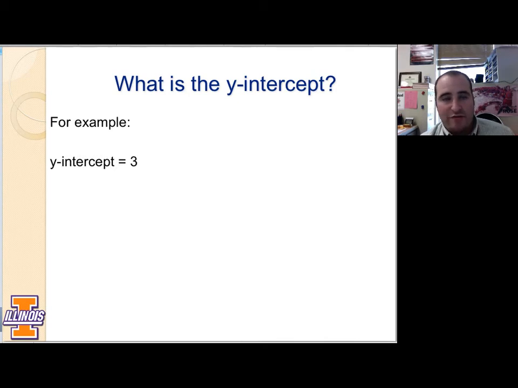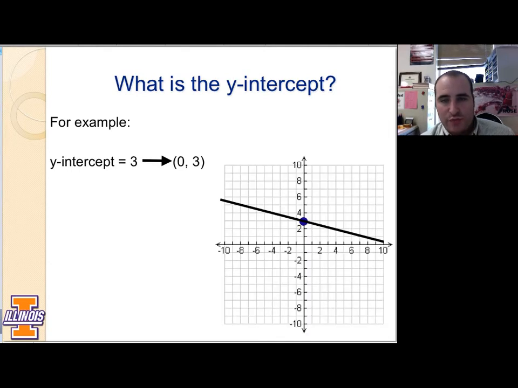For example, if we have a y-intercept of 3, that corresponds to the point 0, 3, which means our graph of our line is going to start on the y-axis at 0, 3, as shown by our blue dot.